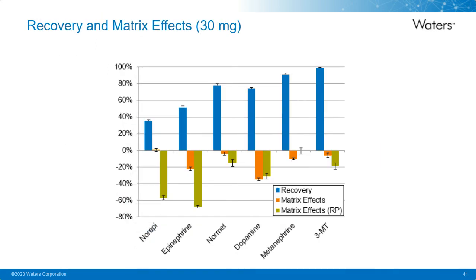So what are the results? Here is a graph of recovery and matrix effects. This was actually originally done with 30 milligram. We looked at the 60 later. And you can see good, consistent recovery and then minimal matrix effects for the HILIC mode in orange. We also looked at it in reverse phase and they were a little higher, but for this assay, matrix effects were very small.